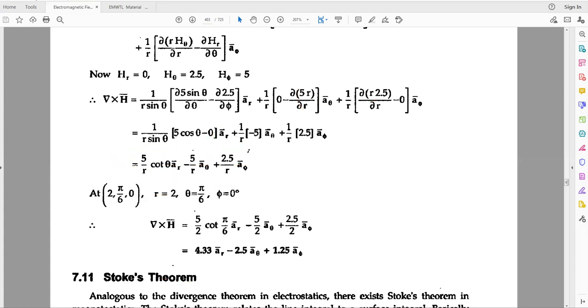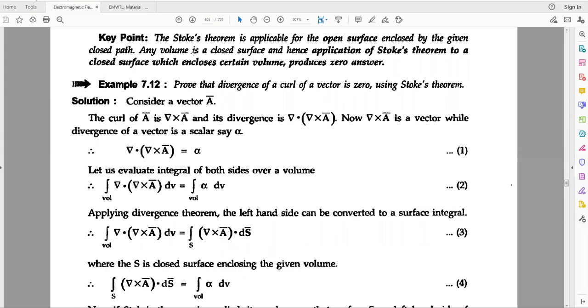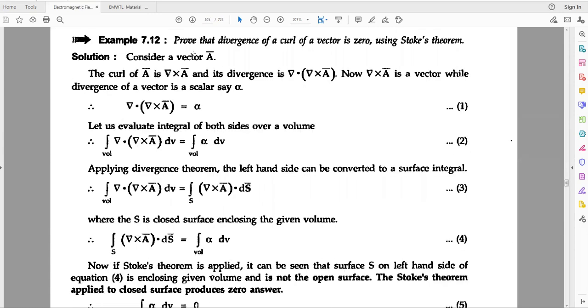Coming to the next example. Prove that the divergence of curl of a vector is 0 using Stokes theorem. We already know that in a cross product followed by a dot product, the value is 0. The divergence of curl is always 0. Del dot del cross A bar is equal to 0.